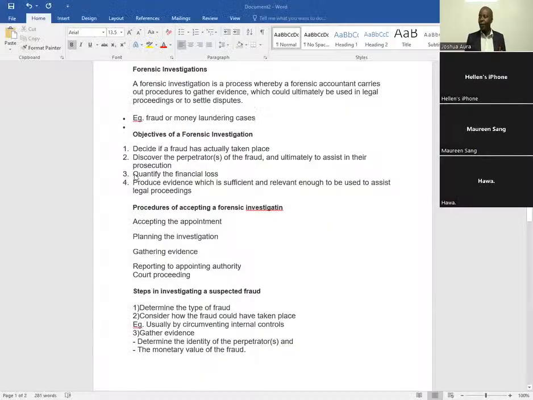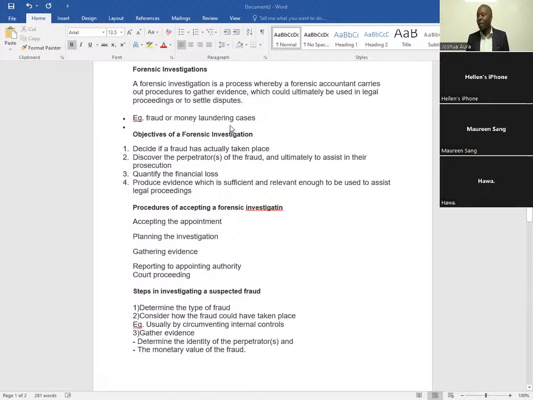Courts. Now, I'm repeating again because this is quite a common area in your exams. A forensic investigation is that process whereby a forensic accountant carries out procedures to gather what here? Evidence. Remember, ladies and gentlemen, if you want to pin down these fraudsters in a court of law, you must have what we call sufficient, appropriate evidence. So the evidence you gather must be of high quality, which could ultimately be used in legal proceedings or to settle some disputes, e.g. fraud or money laundering cases. So this is very common.